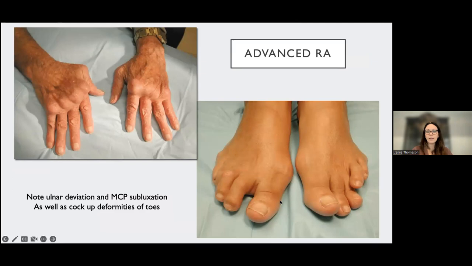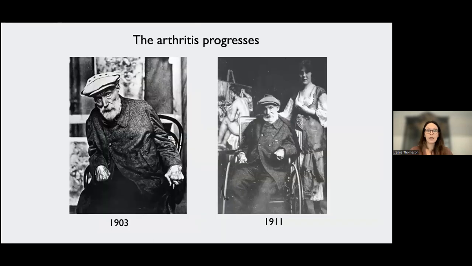And the toes, cock-up deformity, and I think it's called crossover deformity as well. You can also see a lot of other unfortunate consequences in the feet. Hallux valgus is very common in patients with rheumatoid arthritis, as well as subluxation, and you can also dislocate toes. This is Renoir. He was an artist that had rheumatoid arthritis back when we didn't have good therapy for this. You can see his hands becoming deformed here, and even more so here. And then he's in a chair in this photo, and a wheelchair later in life. This is, I think, his muse that became his wife.